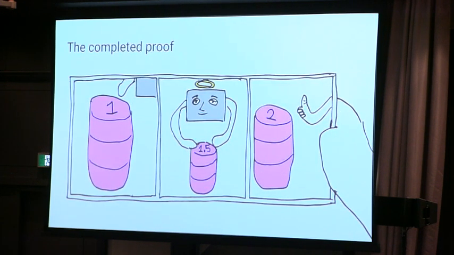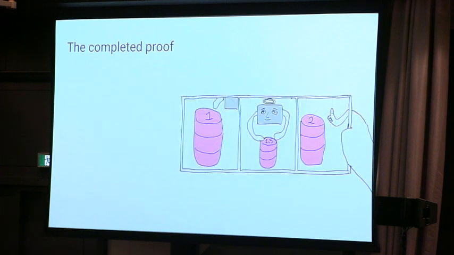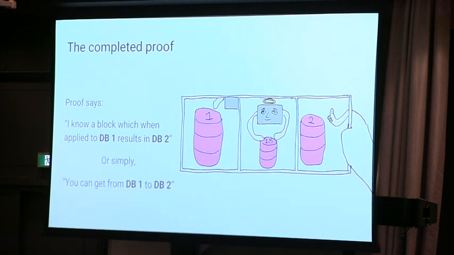But this is the proof that they produce, and basically what it says is, I know a block which, when applied to database 1, results in database 2. Does it make sense? OK. Or simply, you can get from DB1 to DB2. That's how I'll say it, because it's too hard to say the long version. OK, cool?